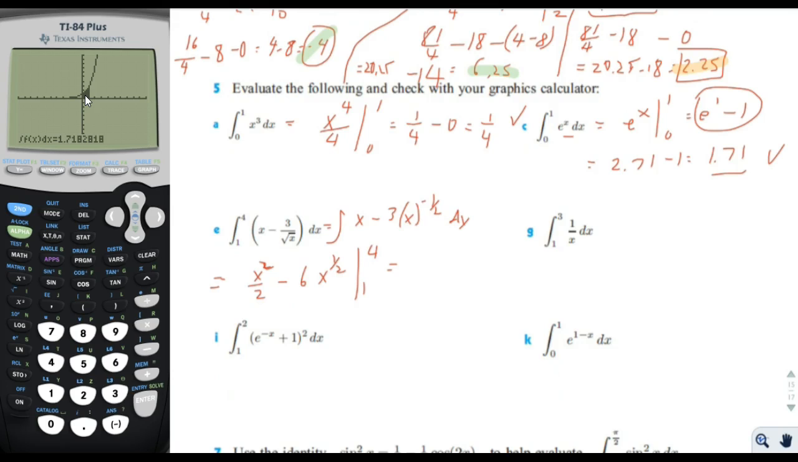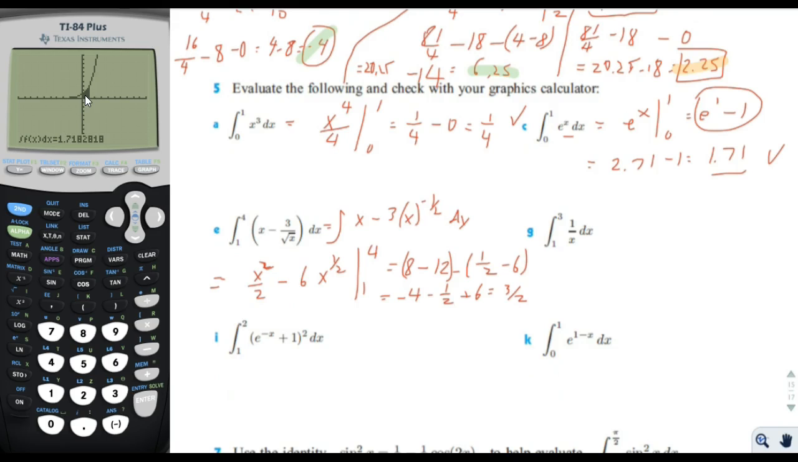So first we put in 4. We got 4 squared. 16 divided by 2 is 8, minus, and then we put 4 in there. Square root of 4 is 2 times 6, which is 12. And then we do the same thing with 1. We plug in 1, and then we'll get 1/2 minus, and then square root of 1 is 1, so minus 6. And so let's simplify that. It'll be negative 4 minus 1/2 plus 6. So 6 minus 4 is 2, minus 1/2 is 3/2.